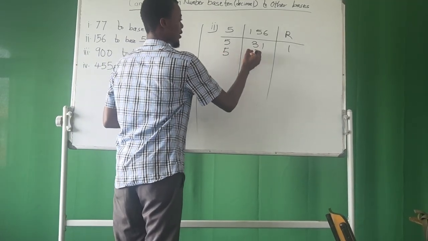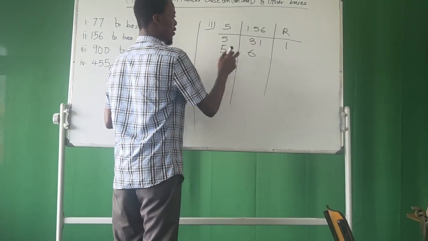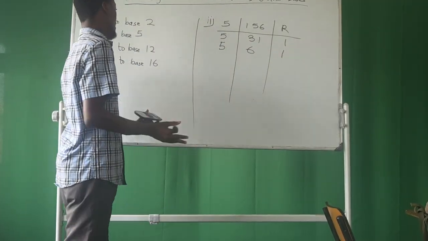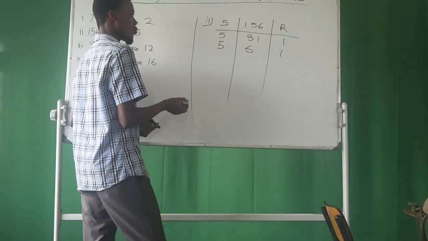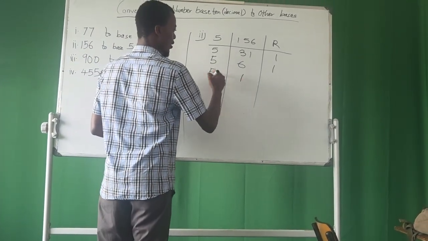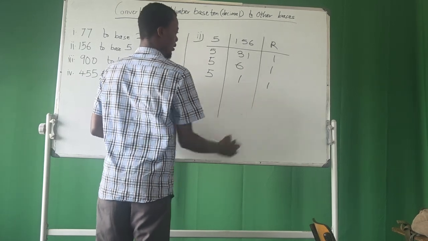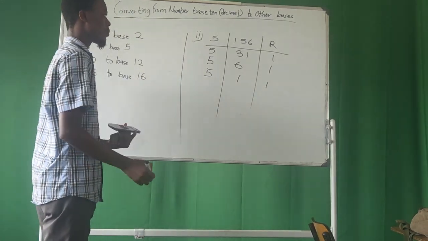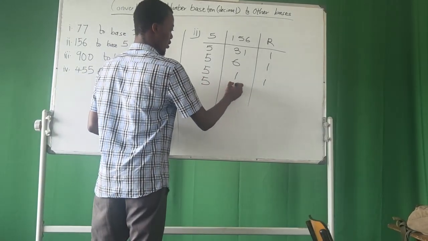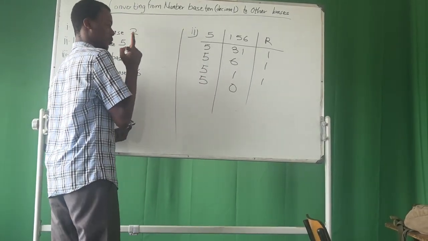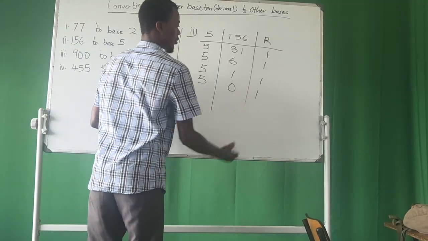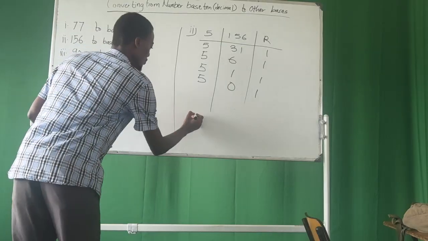Okay, so now 5 goes into 31 how many times? 5 times 6 is 30. Remainder 1. The same way, 5 goes into 6 how many times? 5 times 1 is 5. Remainder 1. And again, 5 times 0 will give us 0, remainder 1. So 1. Okay, so therefore what?